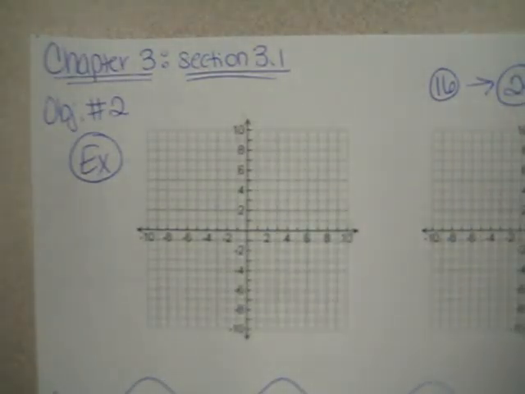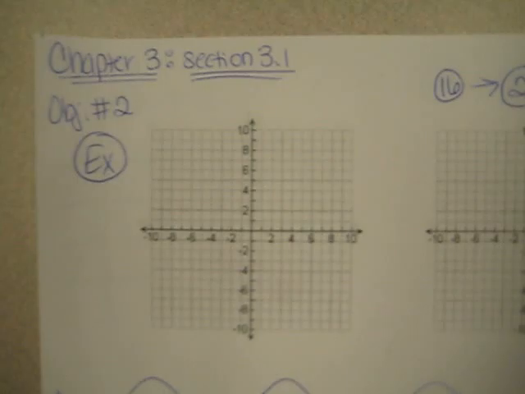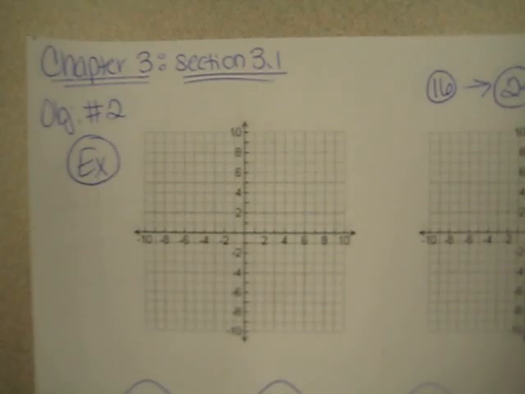All right, good day. We begin our discussion of Chapter 3 with Section 3.1. You should have the slides in front of you that I handed out in class. Chapter 3 is focusing on graphs, linear equations, and functions. 3.1 is talking about the rectangular coordinate system. We are not discussing objective number 1. We're going to go straight to objective number 2, which is plotting ordered pairs.